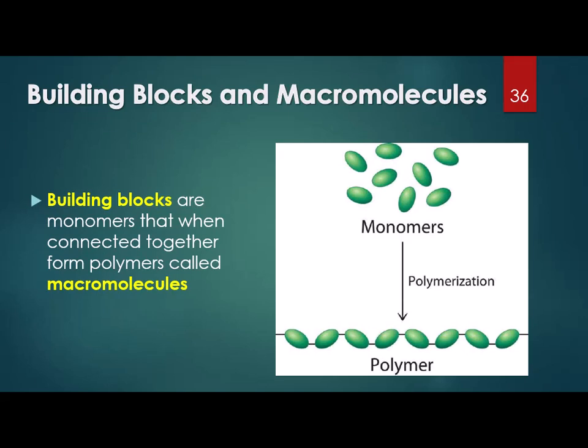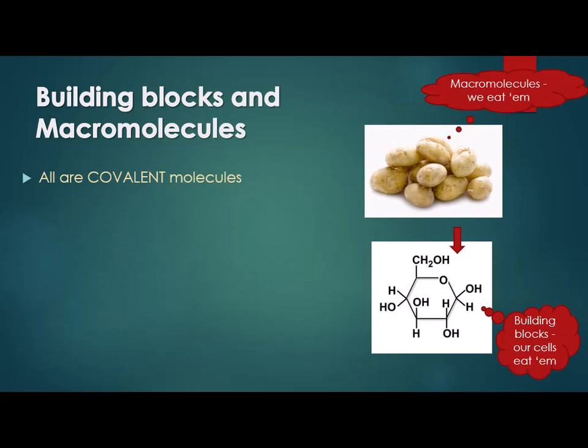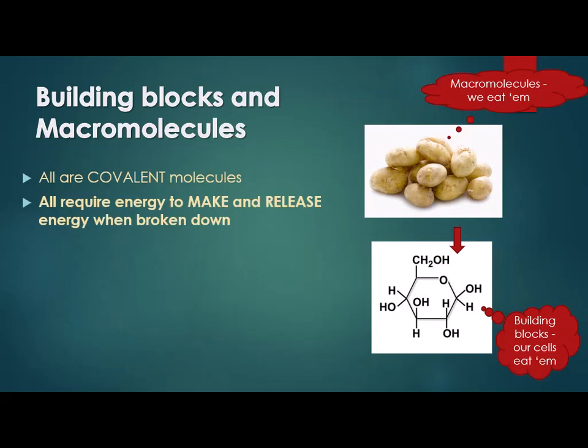The 4 building blocks of macromolecules include sugars, which when you hook them together make carbohydrates or polysaccharides; fatty acids, which when you hook them together make lipids or fats; amino acids, which when you hook them together make proteins; and nucleotides, which when you hook them together make nucleic acids. All 4 of these are covalent. All require energy to make, and when you break them down, release energy. So when you break those bonds, you release energy.